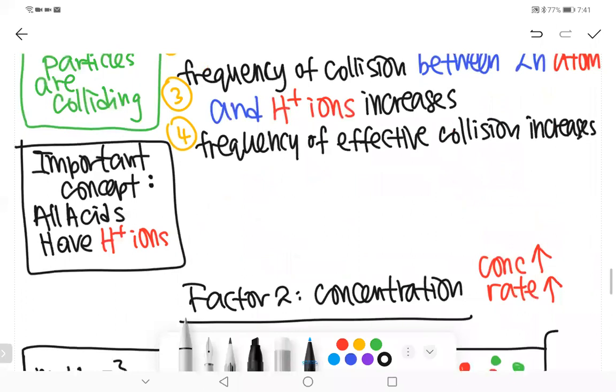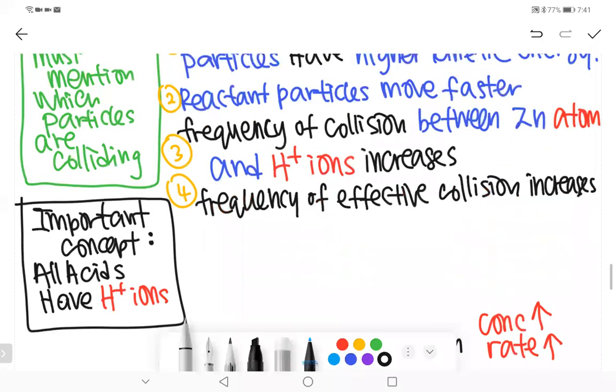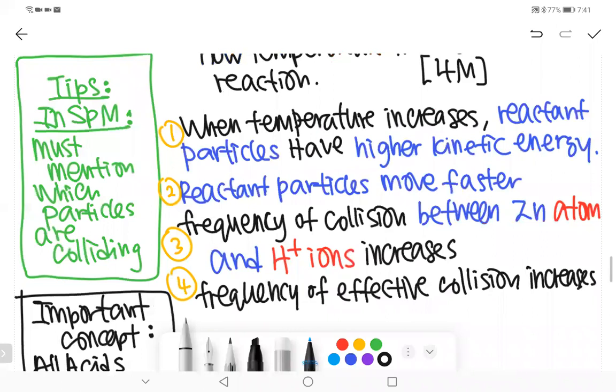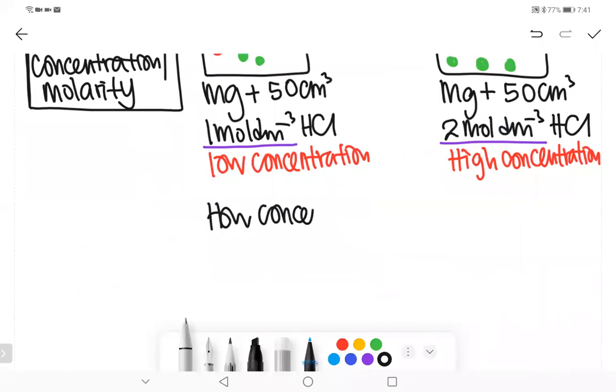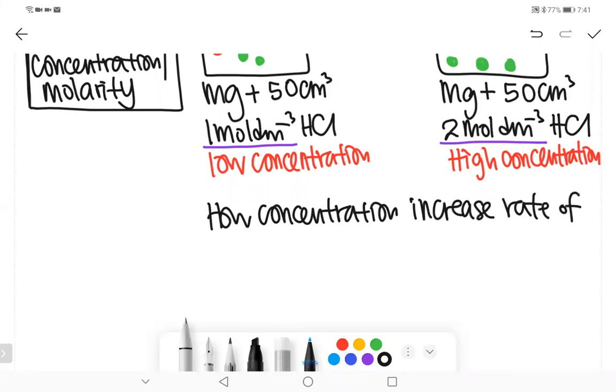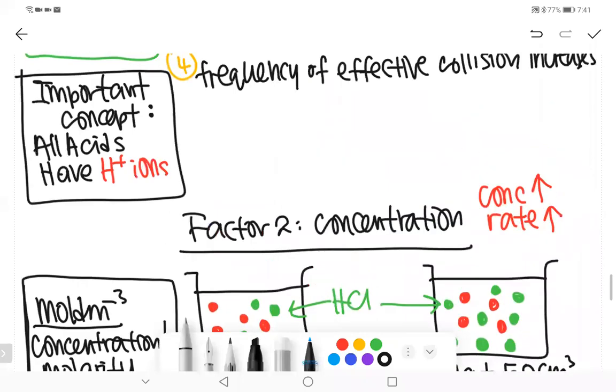So what happened? Let's use a sample question to demonstrate how concentration affects the rate of reaction. How does concentration increase the rate of reaction? If this is the question, how are we going to answer? Let's say this question gives us 3 marks. So how are we going to write it?